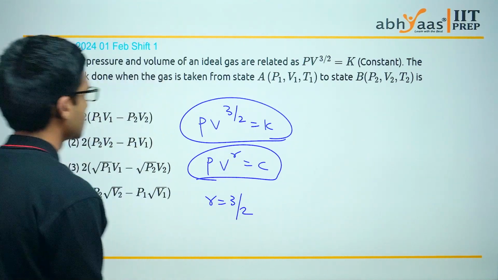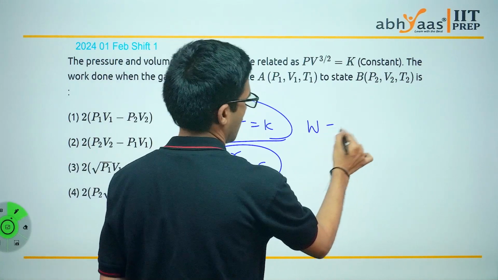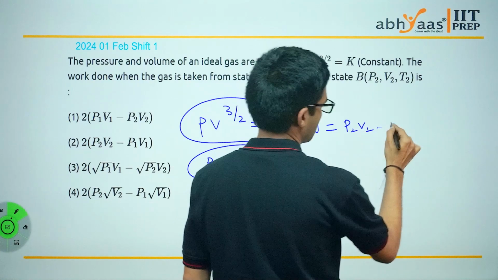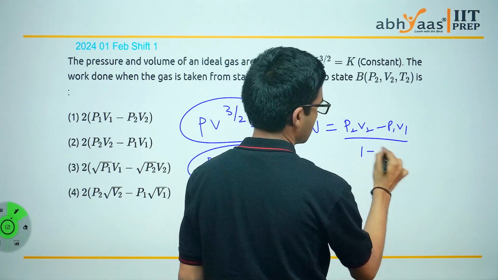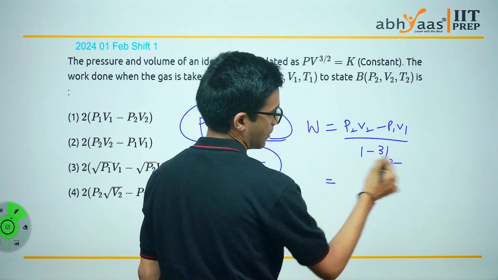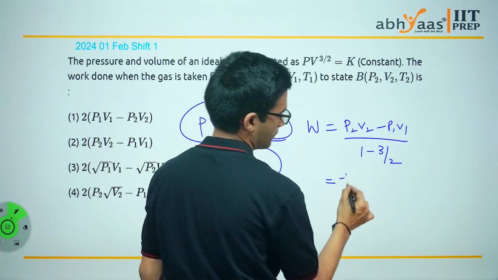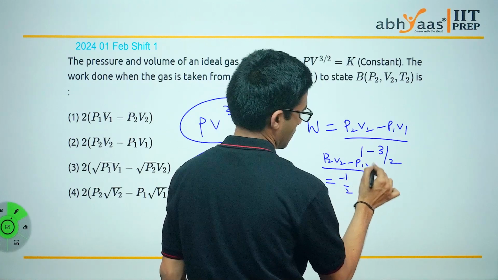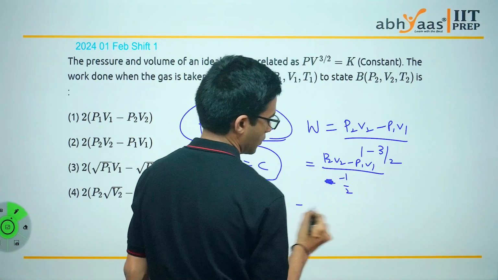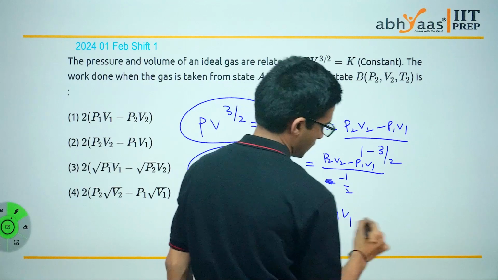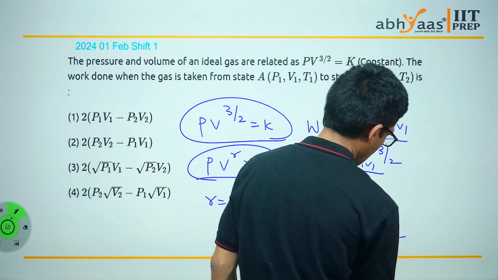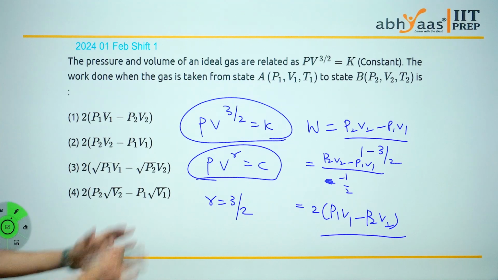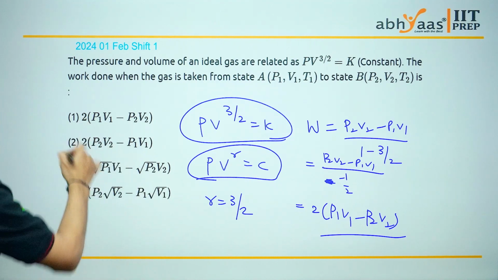Work done in such a process is NR delta T by 1 minus gamma, or (P2 V2 minus P1 V1) by 1 minus gamma, where gamma is 3 by 2. So 1 minus 3 by 2 is minus 1 by 2 in the denominator, with P2 V2 minus P1 V1 in the numerator. This gives 2 into (P1 V1 minus P2 V2). This is one of the easiest questions that came in the previous years, in 2024. It is just a calculation of work done, and then keeping it in the answers.